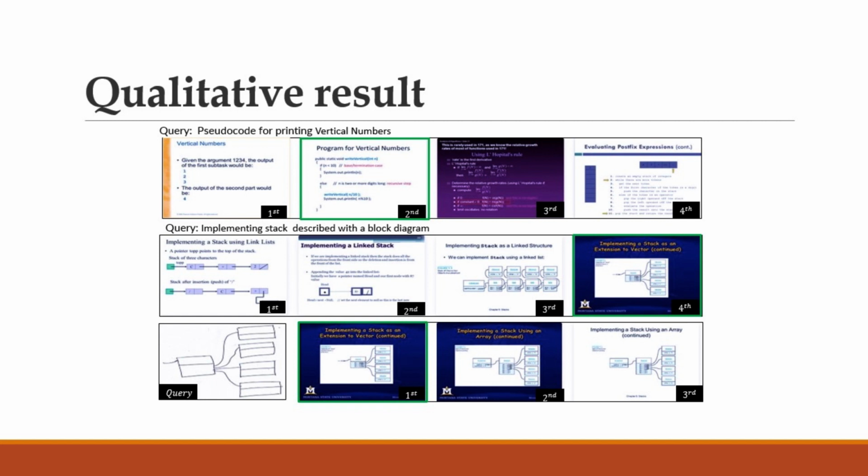The second query is implementing a stack described with a block diagram. The middle image row shows the retrieved slide images. Here, all the slides have block diagrams. However, the ground truth slide is retrieved as the 4th rank. Here, we provide the sketch query and obtain the desired slide image.